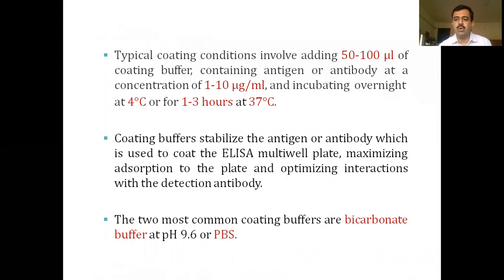Typical coating conditions involve 50 to 100 microliters of coating buffer containing antigen or antibody at a concentration of 1 to 10 micrograms per ml, incubating overnight at 4 degrees centigrade or 1 to 3 hours at 37 degrees. This is the procedure by which the coating of a particular antigen inside the well can be done. The coating buffer stabilizes the antigen and antibody used to coat the ELISA multi-well plate, maximizing absorption to the plate and optimizing interactions with the detection antibody. The two most important coating buffers are bicarbonate buffer at pH 9.6 and PBS, which are helpful for coating.